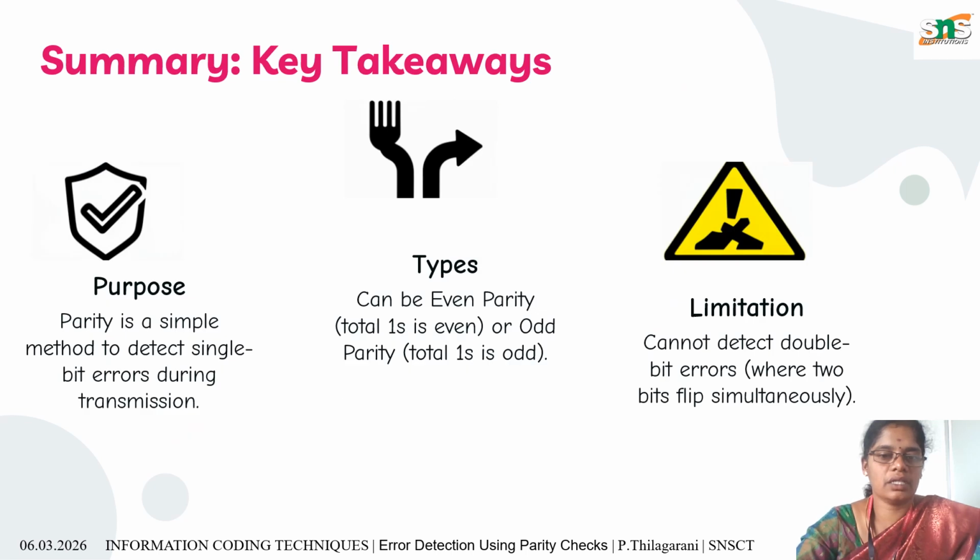In summary, the key takeaways are: the purpose is that parity is a simple method to detect single-bit errors during transmission. The types can be even parity, where the total number of ones is even, or odd parity, where the total number of ones is odd. The limitation is that it cannot detect double-bit errors where two bits are flipped simultaneously.